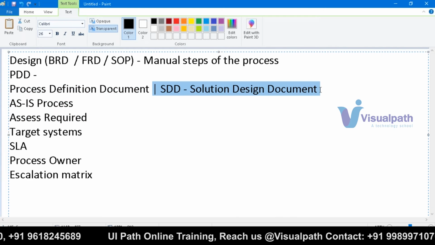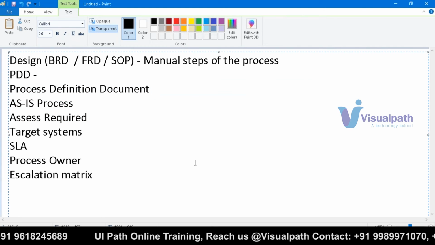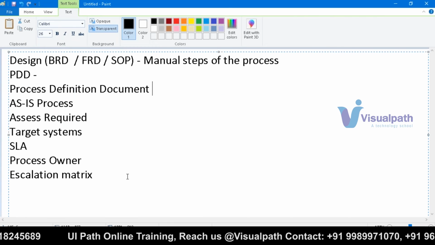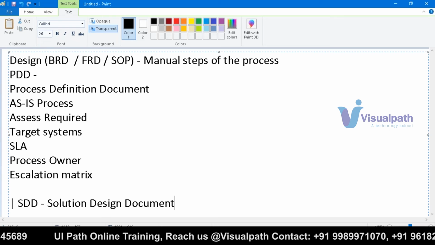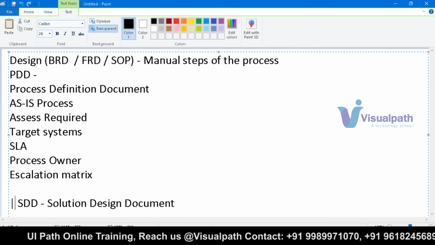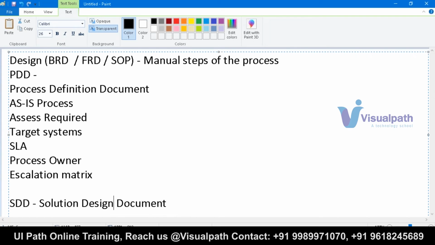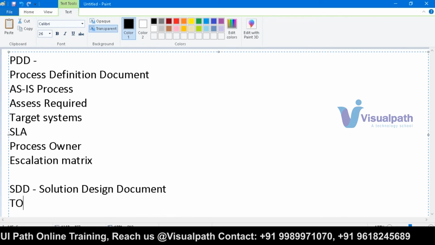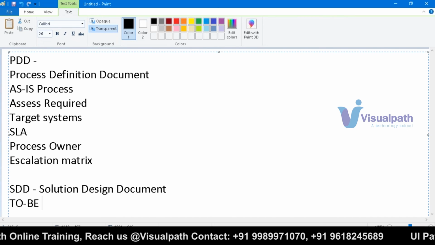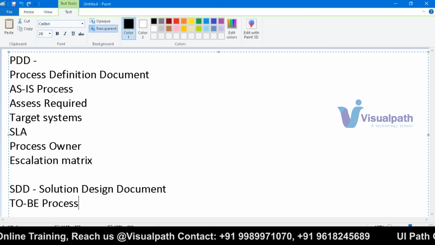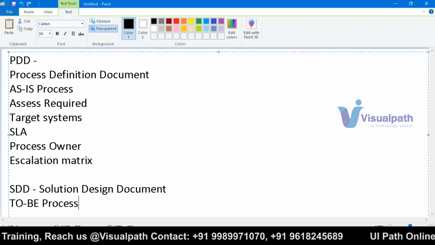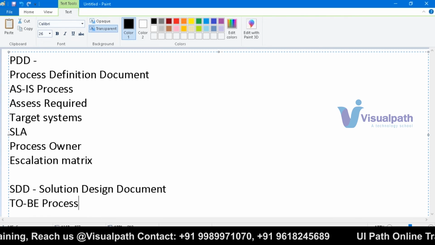And then comes the solution design document. The solution design document is where you come up with a solution that is required to automate the process. What are the steps you are going to automate and how are you going to automate them? In here we create something called the to-be process. So in the process definition document you have the as-is process. In the solution design document you have the to-be process, meaning the steps you are planning to follow while you are automating it.